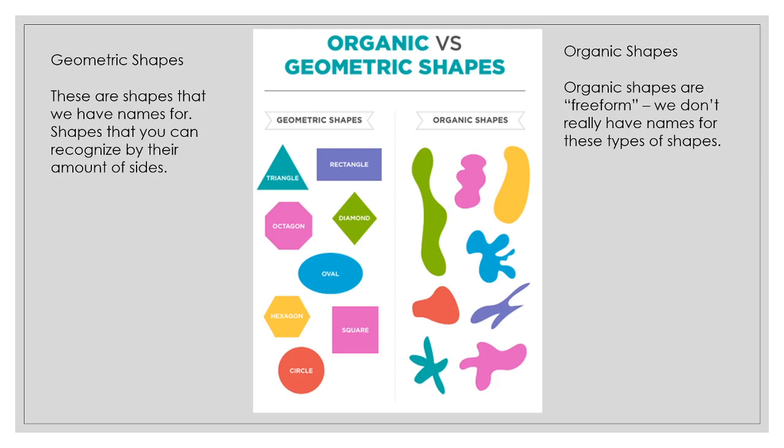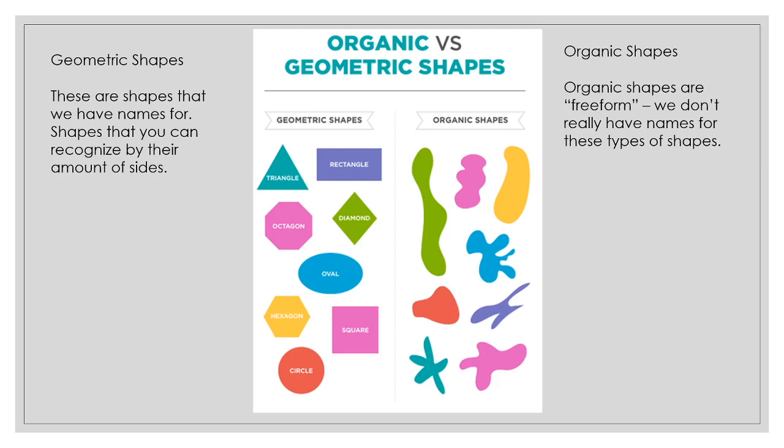So a geometric shape is a shape that we have names for, shapes that you can recognize by the amount of their sides, like a triangle that has 3 sides, a rectangle that has 4 sides, 2 sides are long, 2 sides are short. There's a diamond, which has 4 equal sides, but they have angles. We know squares, we know ovals, we know circles, and octagons are different sides. They're shapes that have different sides. One is 6, one is 8.